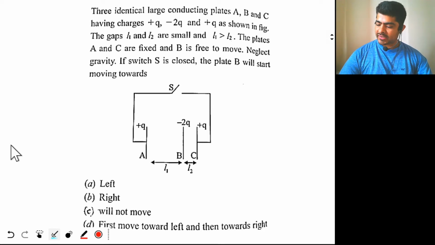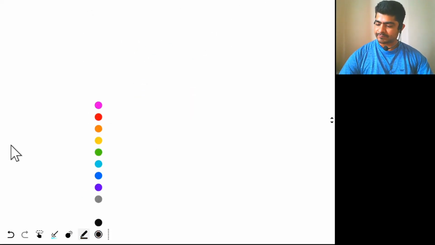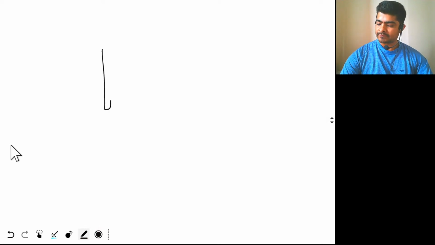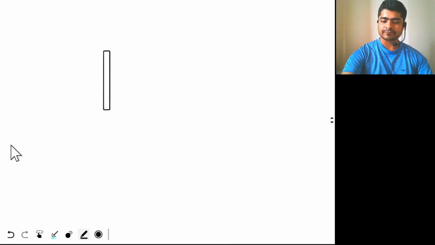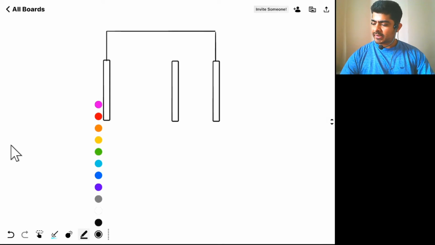This is the initial charge distribution, right? As you can see, total charge is 0. So outside charge will be 0, then Q, minus q, again q, and outside 0. Now when you close the switch, what happens? So let's draw the plates again. Now as you can see, the circuit has been closed.